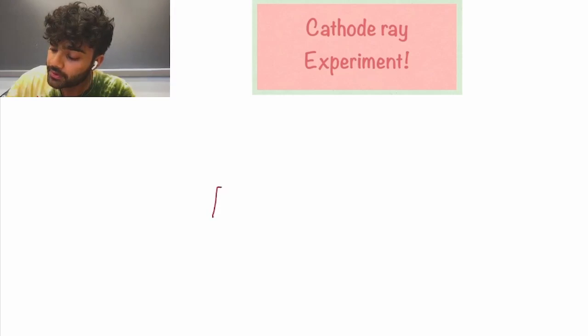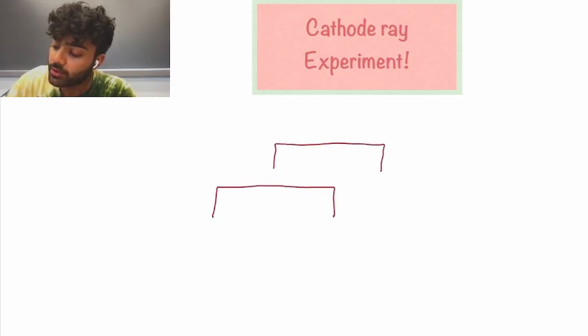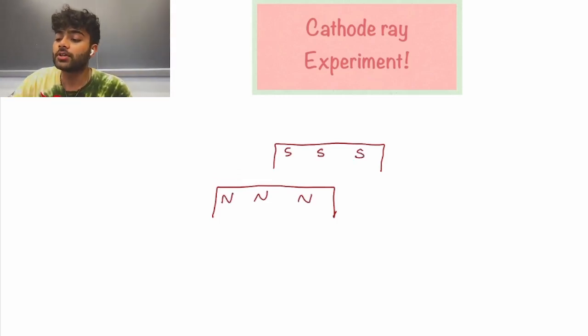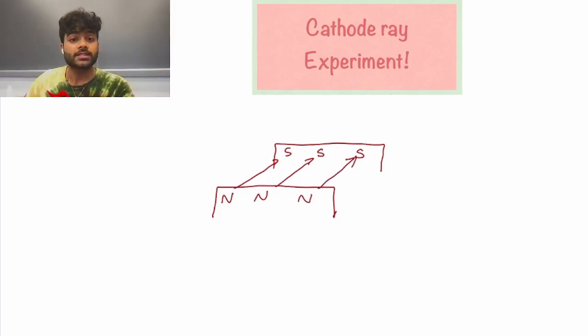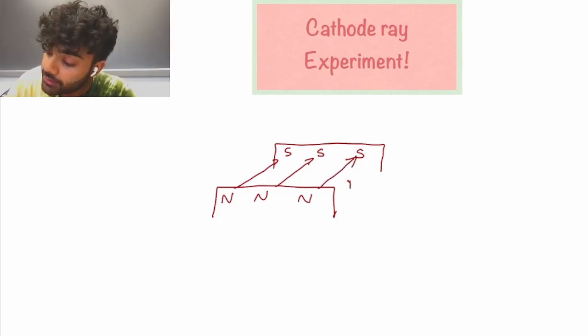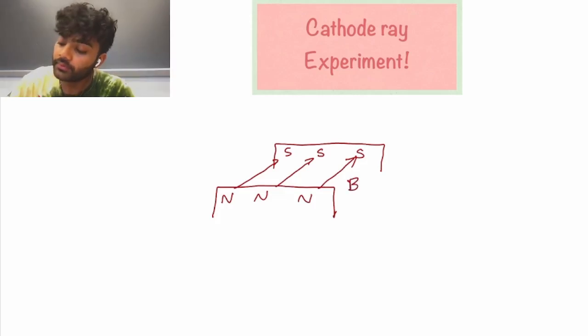So we take two plates exactly like this, and we want to create a magnetic field between them. One of them will be a North Pole, and the other one will be a South Pole. It's important to note that the North Pole plate is in front of the South Pole plate in this diagram. Magnetic fields run from north to south, so our magnetic field moves something like this, and we can assign a strength to that magnetic field, B.